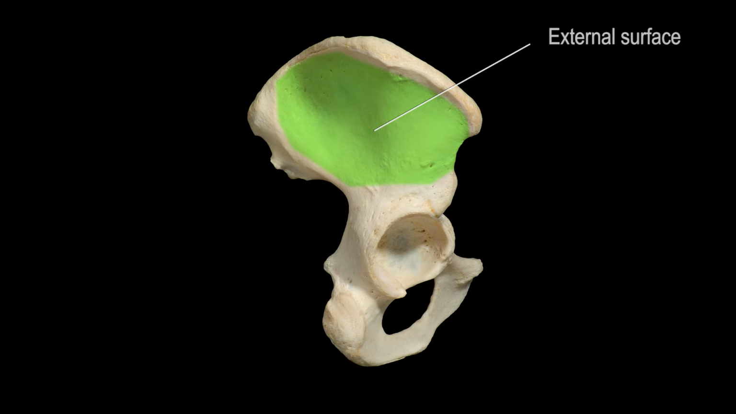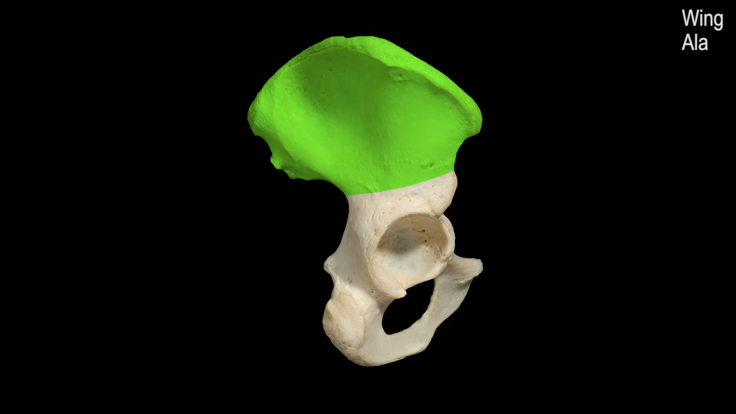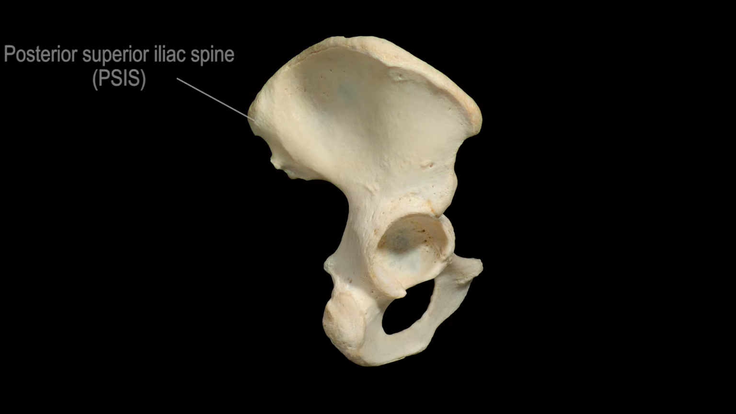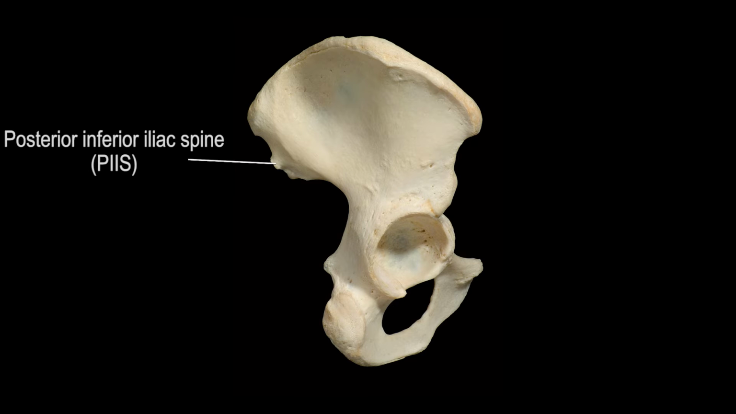First, here we have the lateral, or we could say external or gluteal surface of the ilium. The gluteus medius attaches along here, and the gluteus minimus attaches along here. This upper aspect of the ilium is also often referred to as the wing of the ilium or the ala of the ilium. Here we have the posterior superior iliac spine, the PSIS. Down here we have the posterior inferior iliac spine, the PIIS.